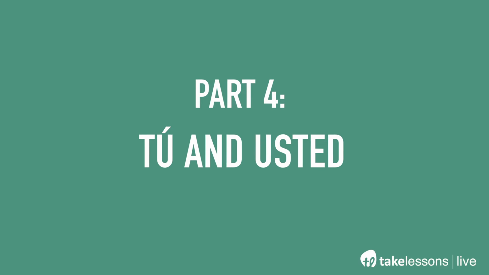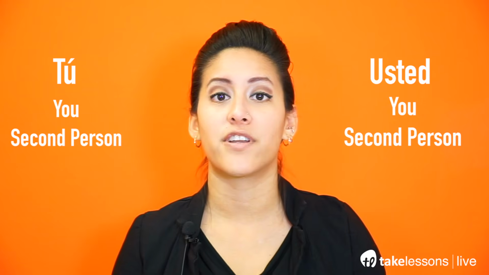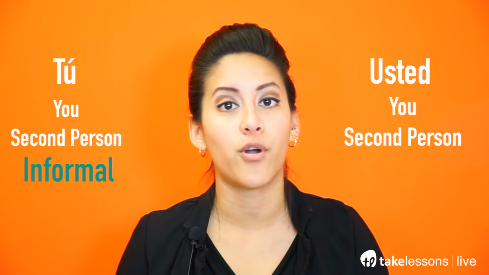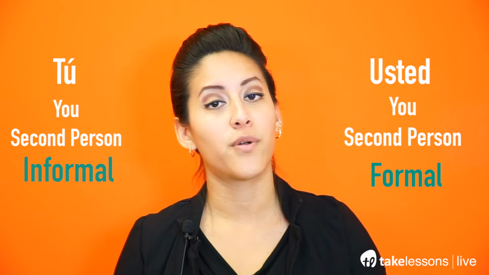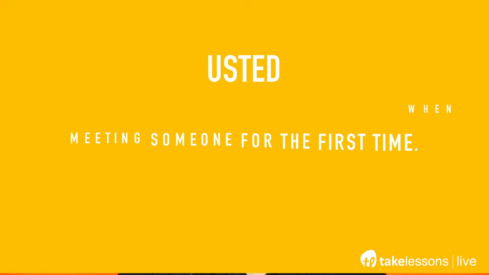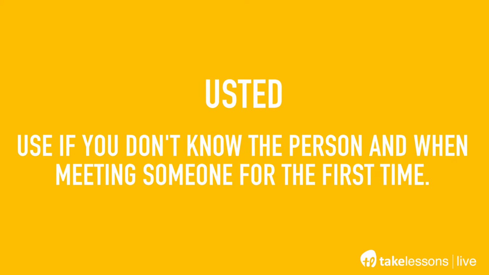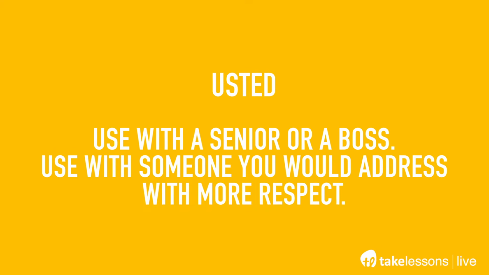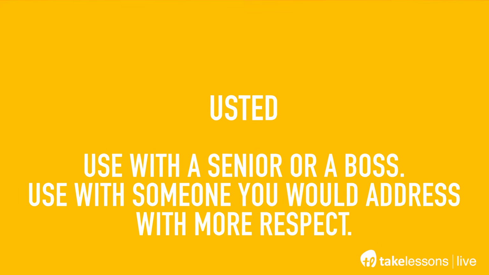So what is the difference between tú and usted? Both are second person. The difference is tú is informal, usted is formal. In Spanish, there's a formal way to address someone and an informal way. If you don't know the person, if you're meeting this person for the first time, you want to use the formal way, usted. If it's someone older than you, a senior, a boss, someone that you would address with more respect, you would use usted.